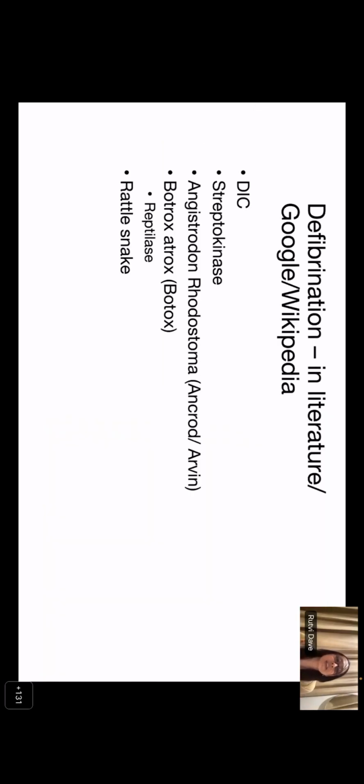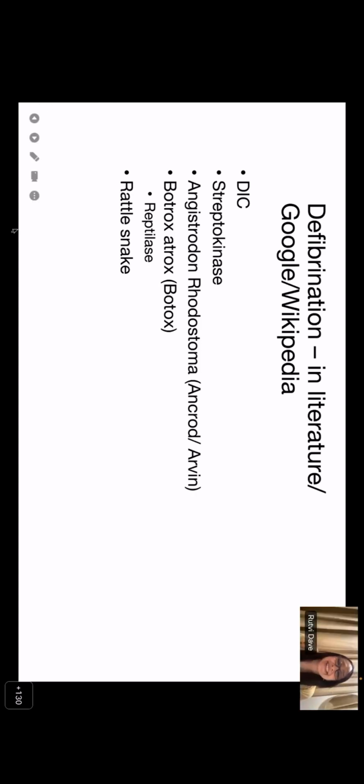Now when we Google this word defibrination, these are the possible explanations that come up: DIC, streptokinase, which is a fibrinolytic agent, and various snakes, such as Calloselasma rhodostoma, Bothrops, which produces the reptilase venom, and rattlesnake. So what is the possible answer here? Snake bite. Which of these? Rattlesnake. Viper, ma'am. Viper. Okay.